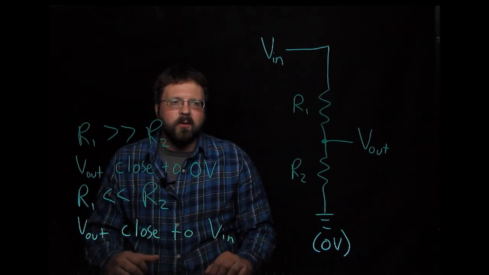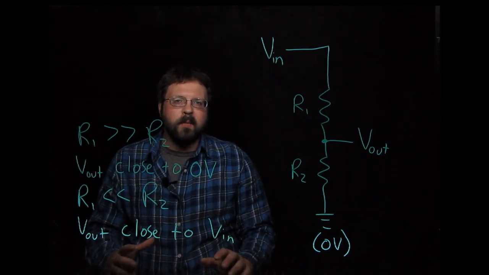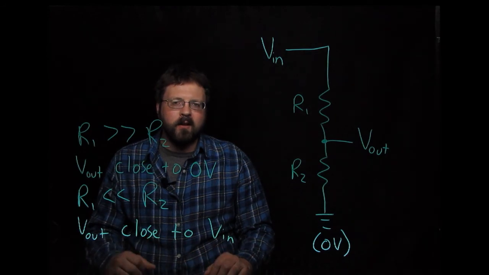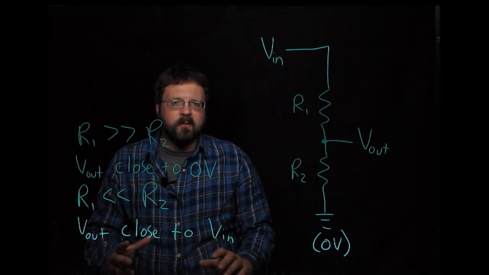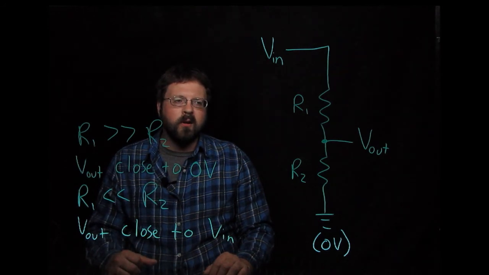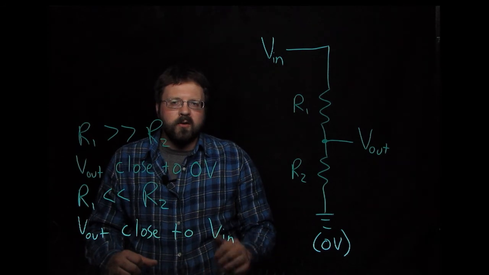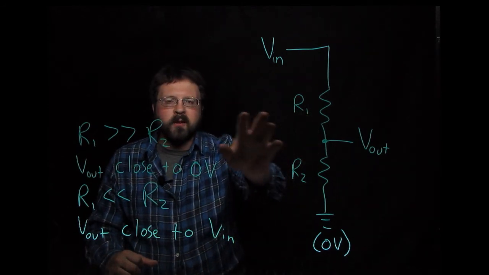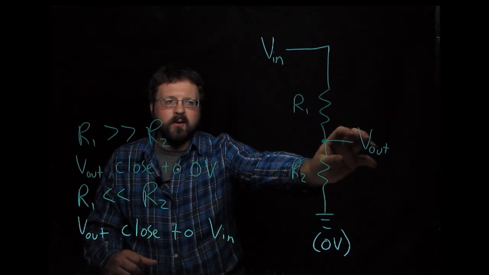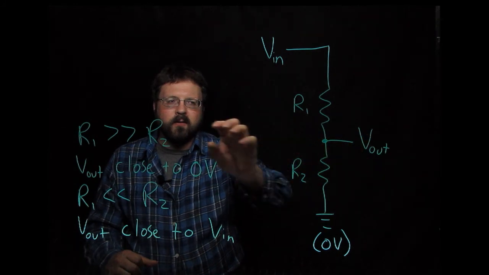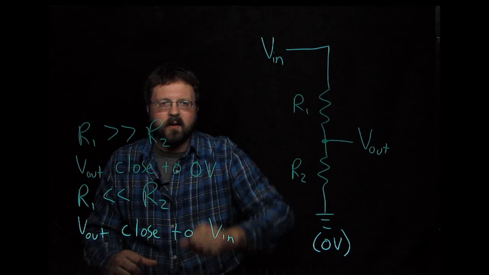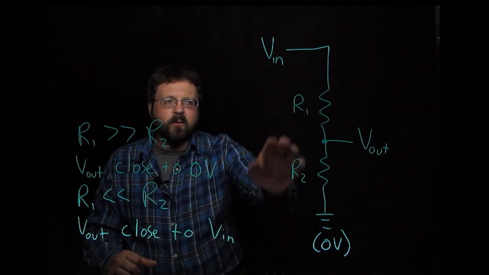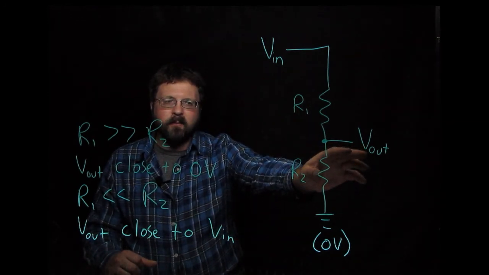You can go through using Ohm's law and do the mathematics and figure out exactly what the voltages are. But these three cases are good enough for most of the things we're going to be doing in this series. So just to recap, if R1 is much bigger than R2, the output's very close to ground. If R1 is much less than R2, the output's very close to the input. And if these two are equal, then Vout is halfway in between.